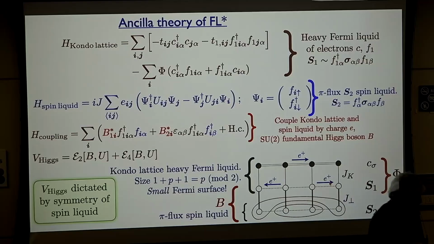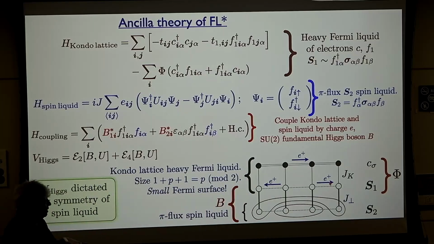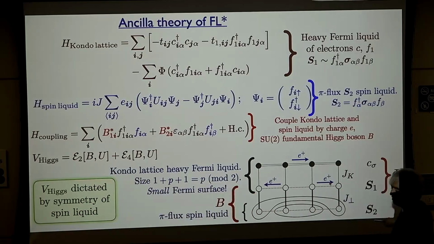But really the key, all the phases I'm talking about come from the spin liquid in this direction. They come from this spin liquid. And that physics is entirely missing from any impurity Kondo model.